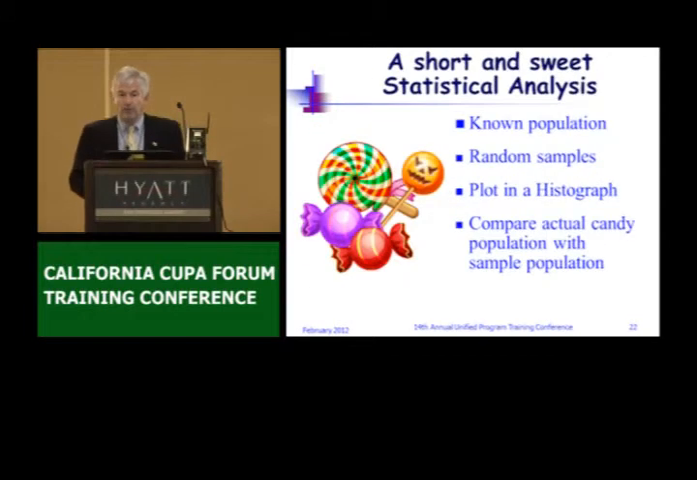Okay, so what we handed out in the candy bags was a known population. And then I went on a website and got some random numbers. So I'm just going to walk through the class and count them off, and then those will be our representative samples. And we're going to plot a histogram, and then compare the actual candy population with the sample population.